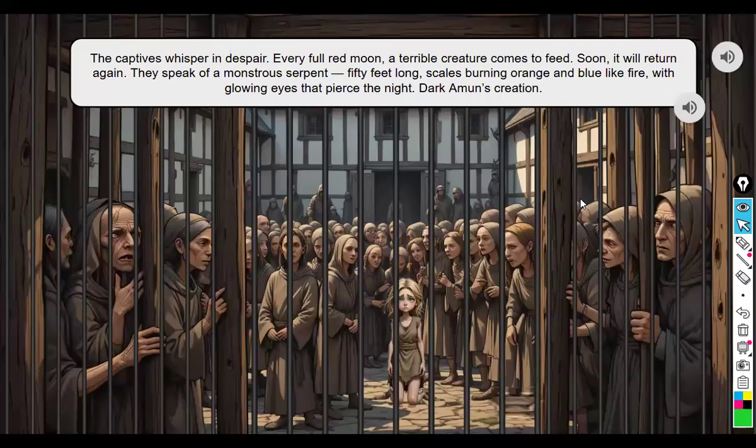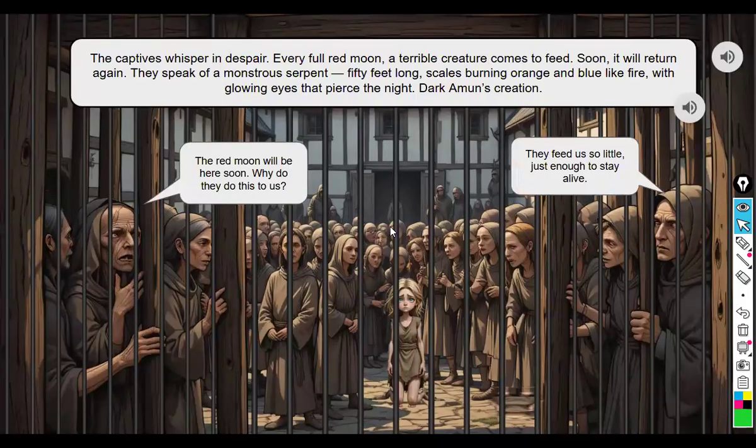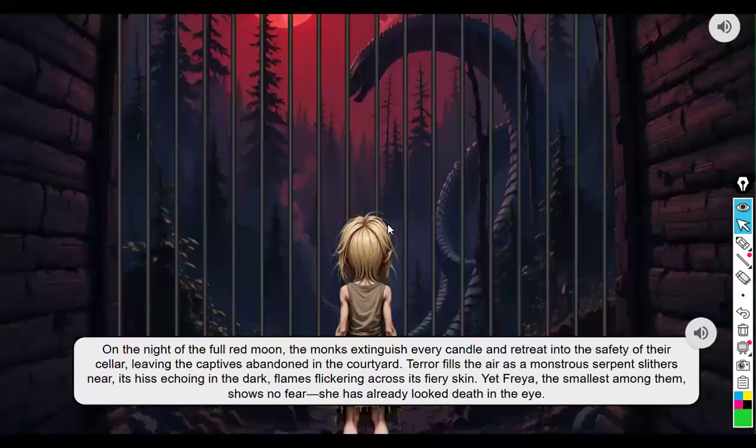So it seems that the monks are working for Dark Amun, and apparently they have this monstrous snake or something like that. Let's see how this turns out. Apparently it will come in the next red moon. Poor Freya can't get a break.